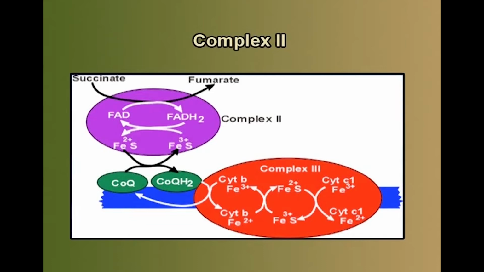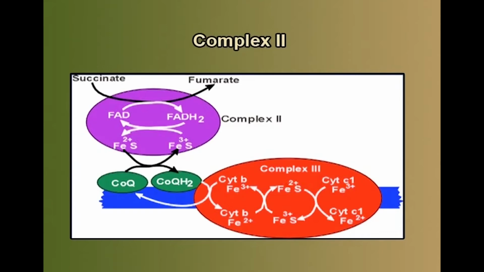In step 2, 2 electrons from the reduced FeS proteins are then passed on to coenzyme Q or ubiquinone. When it accepts the 2 hydrogens, it gets converted to the reduced form. Coenzyme Q is thus reduced to CoQH2, which is called ubiquinol. So, quinone has become quinol, while the iron sulfur proteins are oxidized back to ferric status.